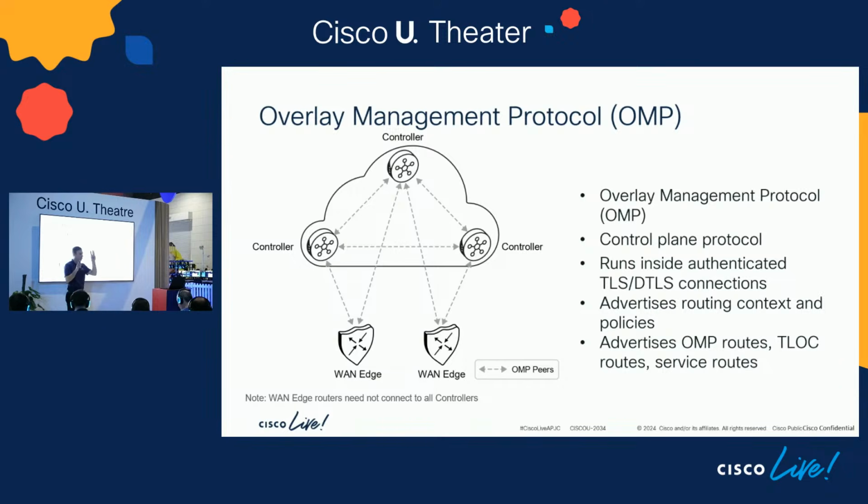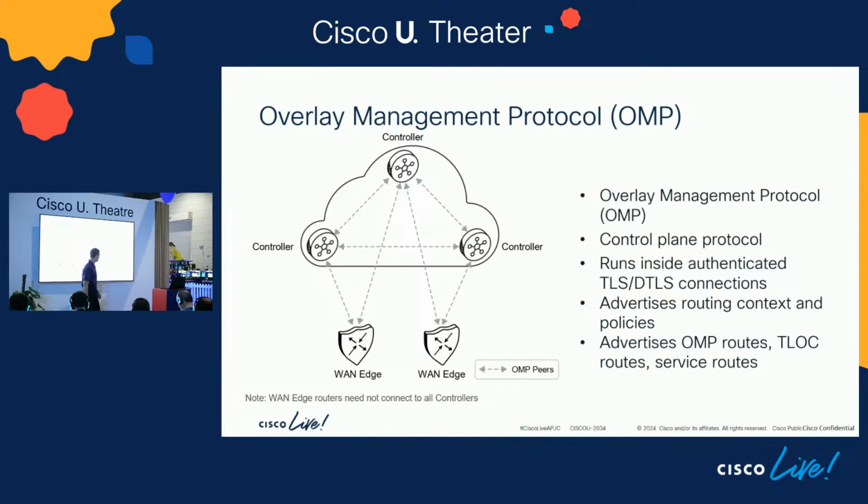And it's going to carry 3 critical pieces of information. Actual IP prefixes, right, like OSPF, like EIGRP, whatever. We're going to call those OMP routes. Those are the prefixes, right? So if I had a little LAN down here, 10.1.1.0/24, and I advertise it into SD-WAN, call that an OMP route.